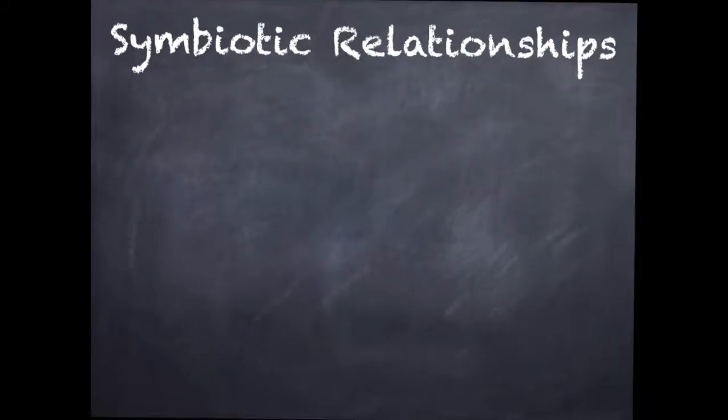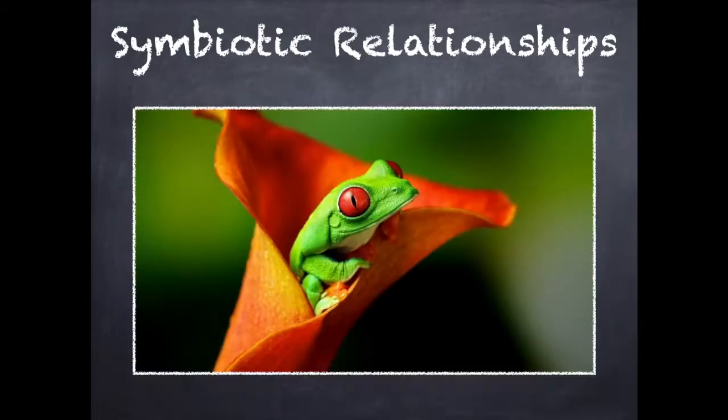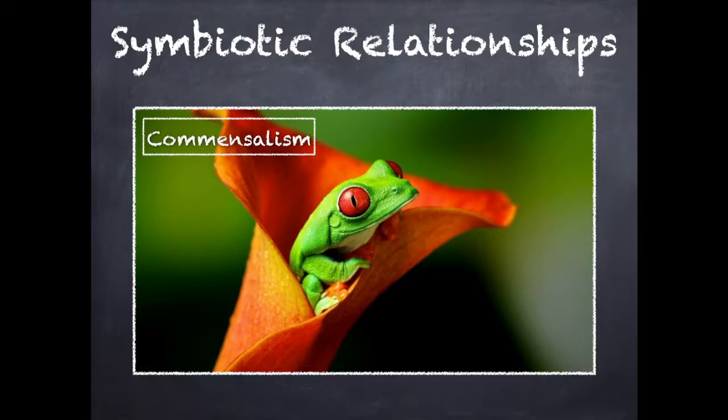In this next example, we see a tree frog using a flower for shelter. Now, in this case, the tree frog uses the flower for shelter to protect itself from predators, and nothing happens to the flower in return. What kind of relationship is this? It is commensalism because the tree frog benefits in this relationship and nothing happens to the flower or plant. Therefore, one is benefiting and one has no effect.